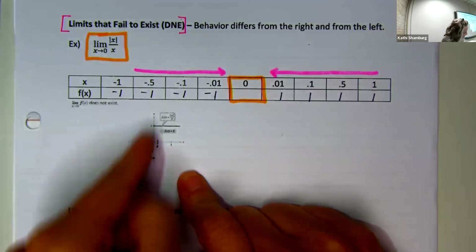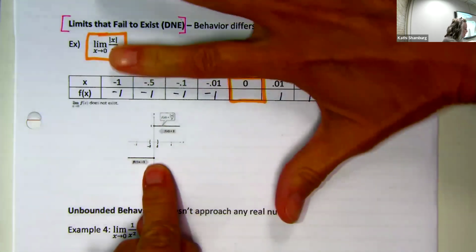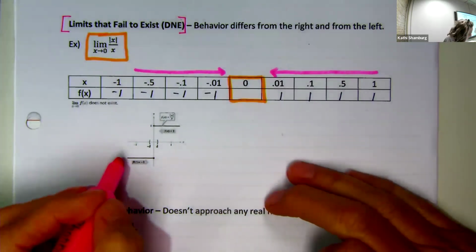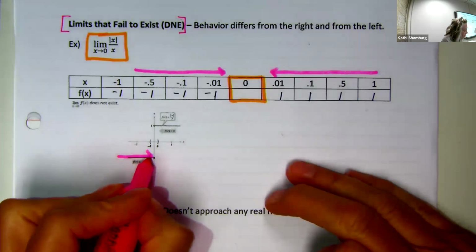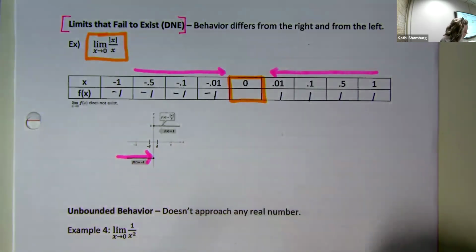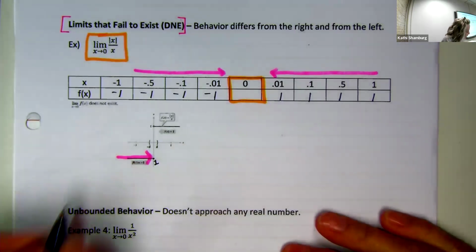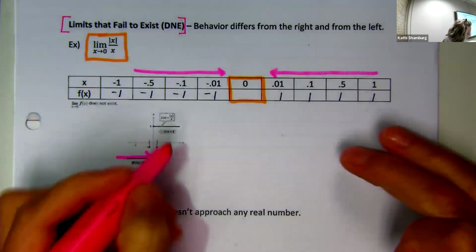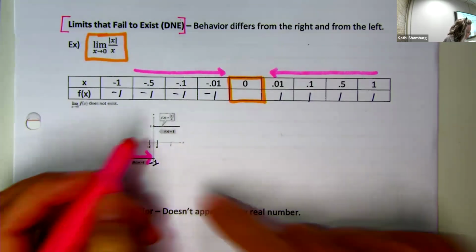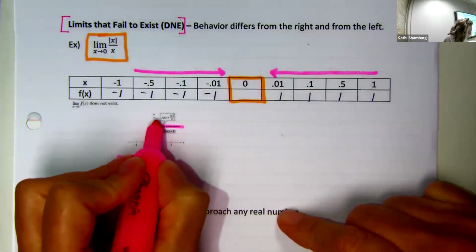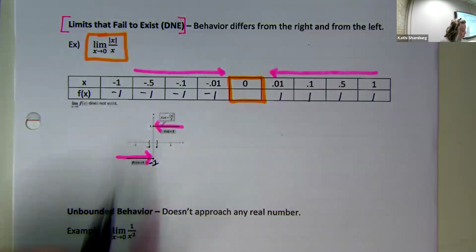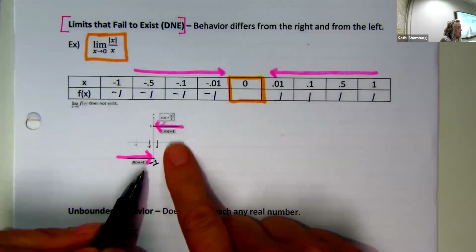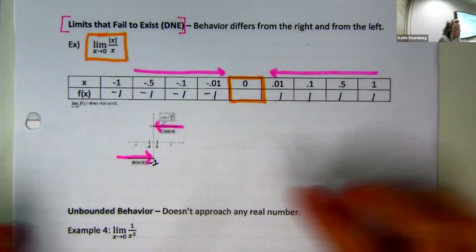Here's what the graph looks like. Here's your horizontal line where y equals -1. So this is the limit as x approaches 0 from the left, and it is approaching this output of -1, whereas from x values to the right of 0, it is approaching +1. So are they approaching the same number? No.